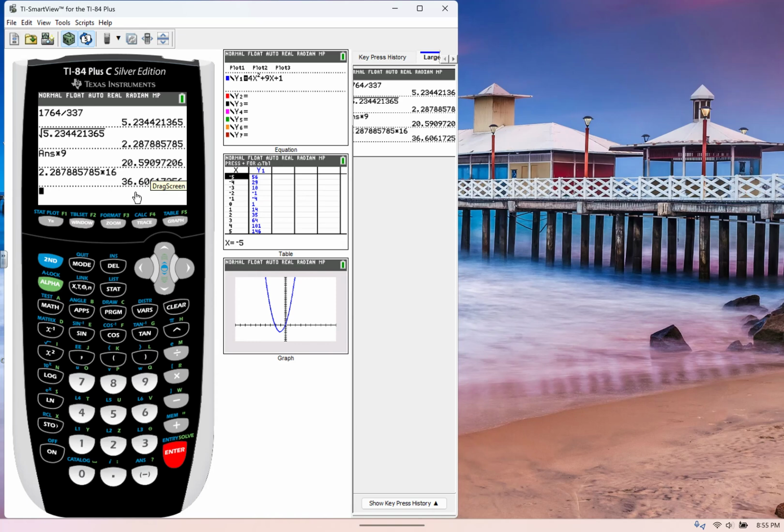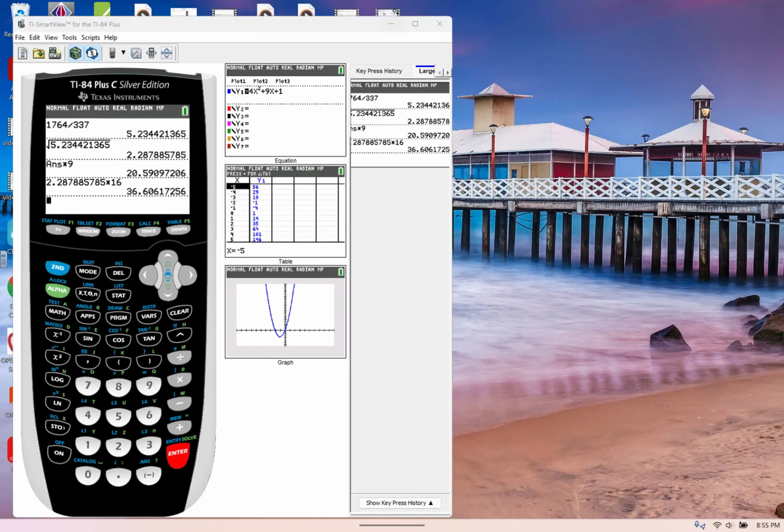Or 20.6. Does it say what to round to? No, it doesn't. So if it says tenths, we would keep one place. Hundredths would be 2. So this would be 36.61 or 36.6, depending if I round to the tenths or the hundredths. All right. So let's see what else we've got to talk about.